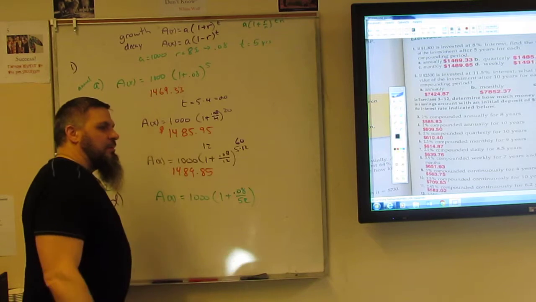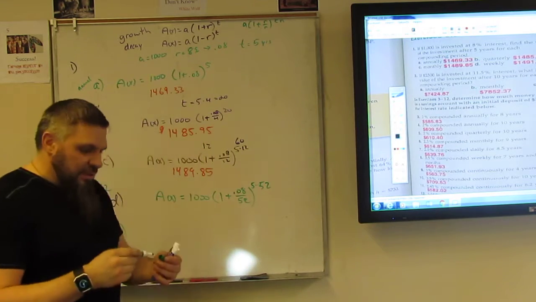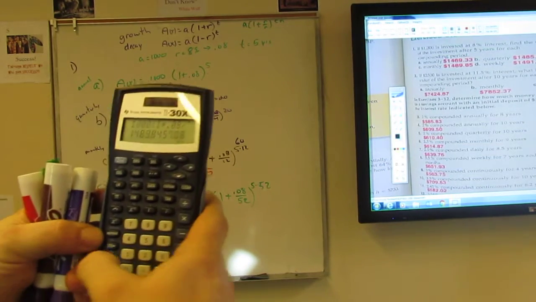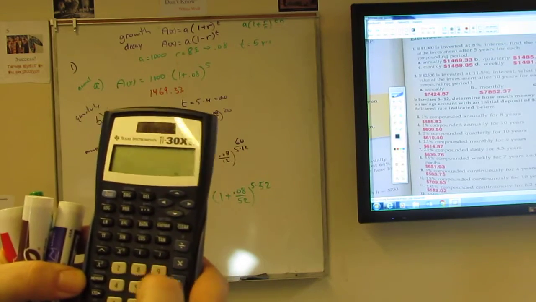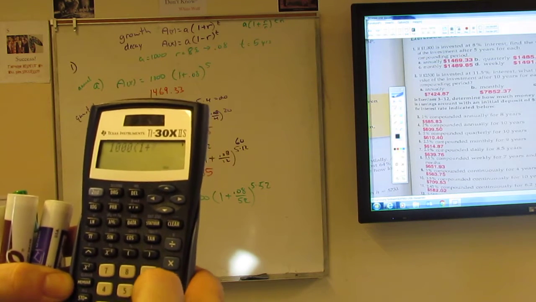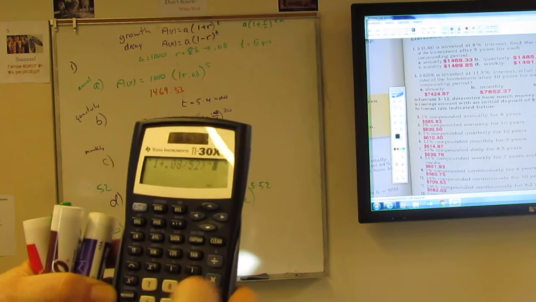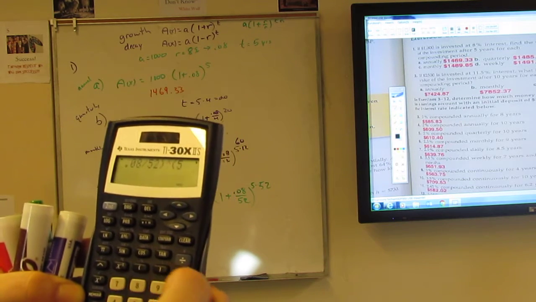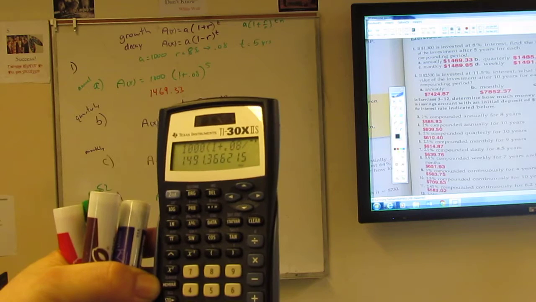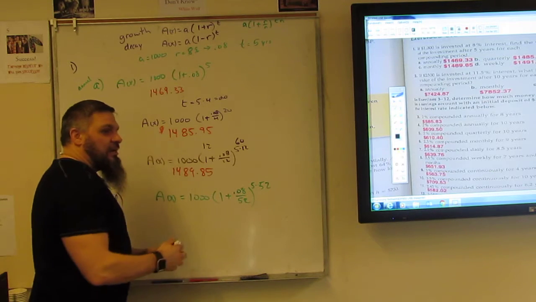And then what would be up here? 5 times 52. Very good. Now, it gets a little big, right? 5 times 52 is large. But all I have to do is plug it in my calculator. The calculator can do all the work. So I type 1,000, parentheses, 1 plus 0.08 divided by 52 in the parentheses, caret, parentheses 5 times 52 in parentheses, equals, and bam, I got 1491.37. Drop the calculator.